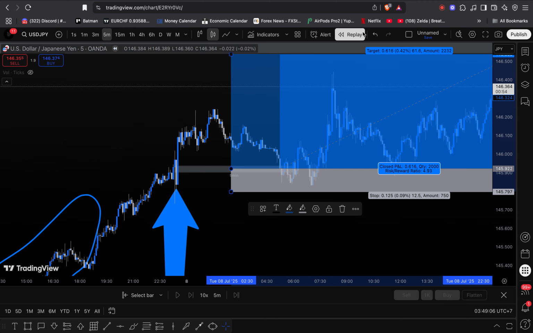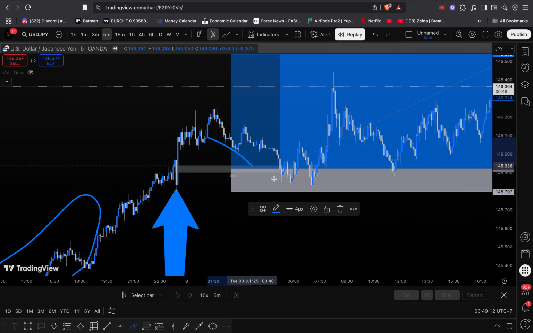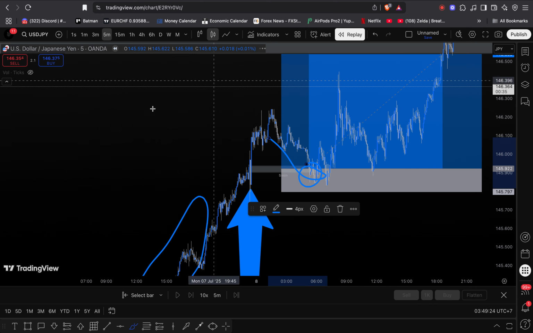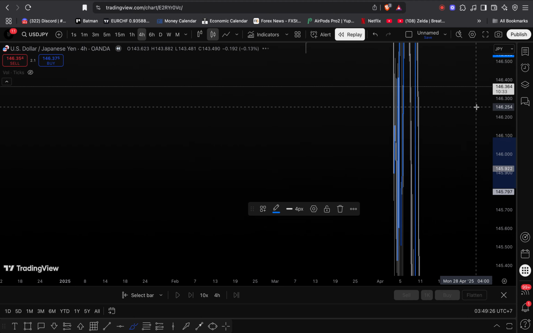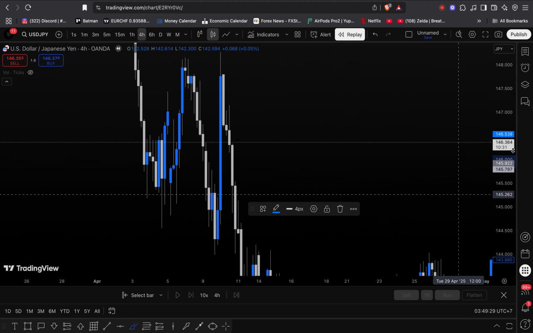But yeah, I'll go back in time and press replay so you can see the process. So yeah, it looks like this. Taps in, enters in here, which it did, and then what happened? Price went upwards, came back down, and continued going upwards to my take profit, which was on a higher time frame gap. That's my take profit.